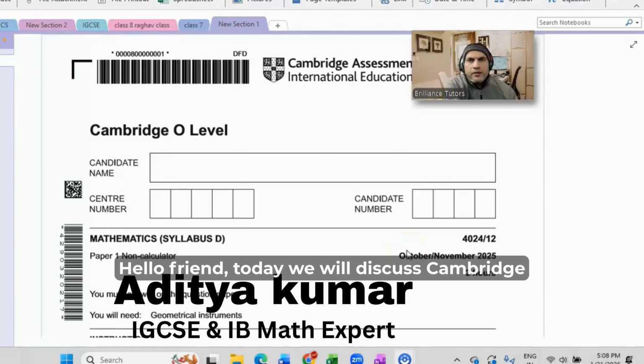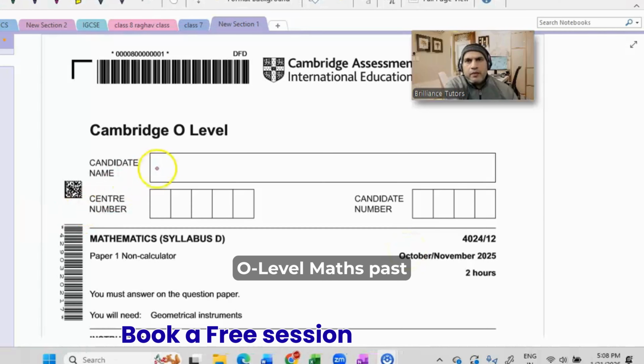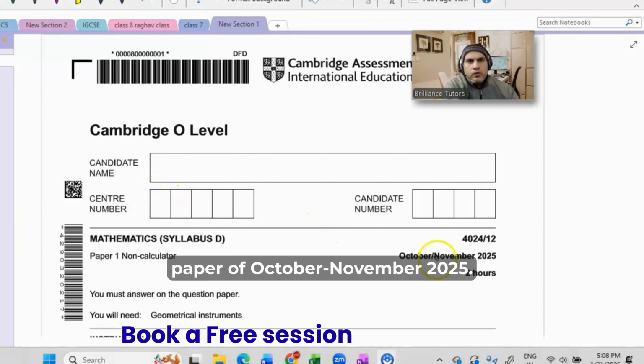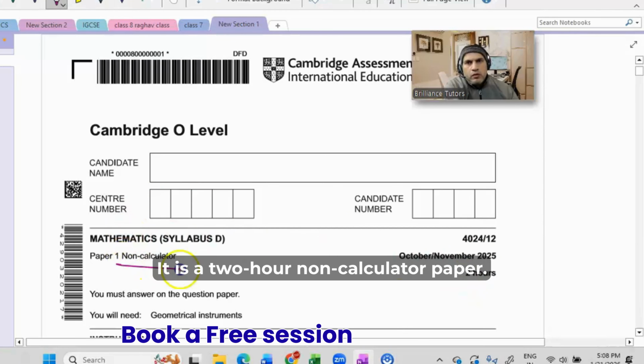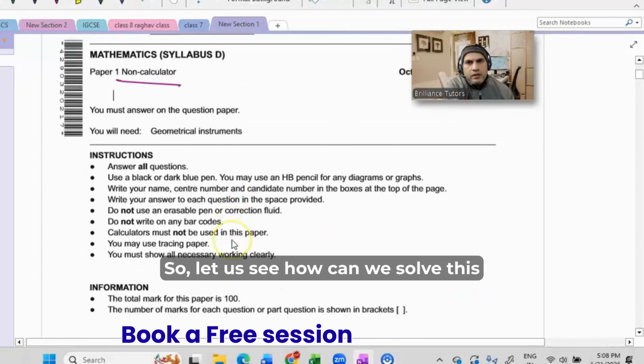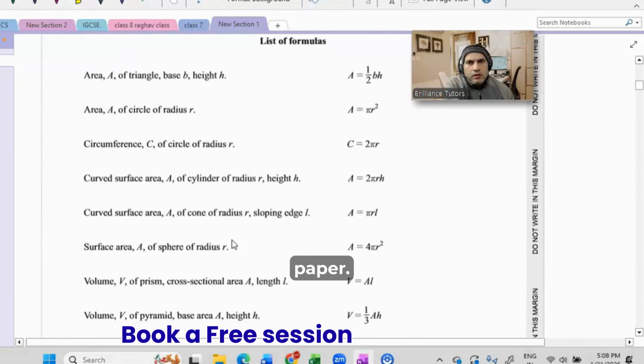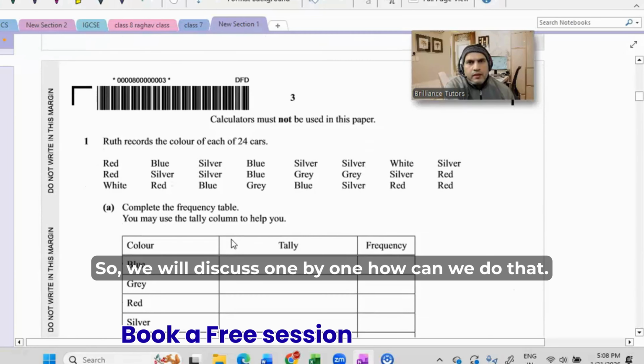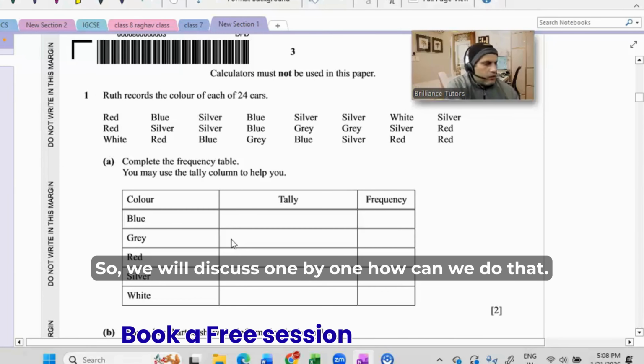Hello friend, today we will discuss the Cambridge O-level maths past paper of October-November 2025. It's a 2-hour non-calculator paper. So let's see how we can solve this paper. We will discuss it one by one.